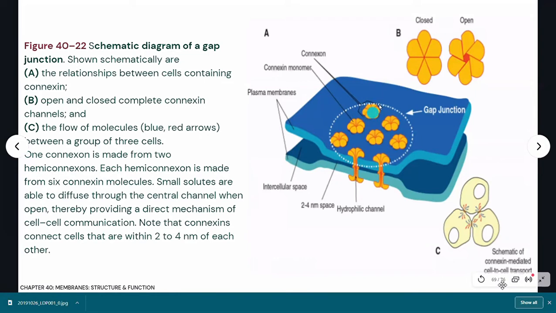So here you are. This looks like a flower. So here are your connexins. This is 1, 2, 3, 4, 5, 6. And on the surface of another cell, you will also have this. So there are 6 here, another 6 here. That makes it 12. And they form a connection. So materials coming from here can go in here, and materials from here can go there.